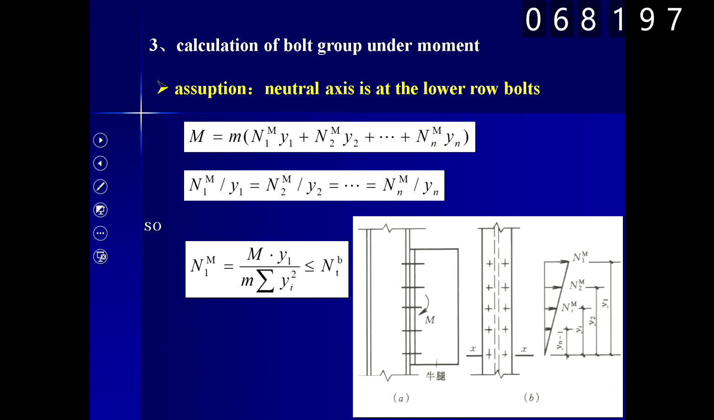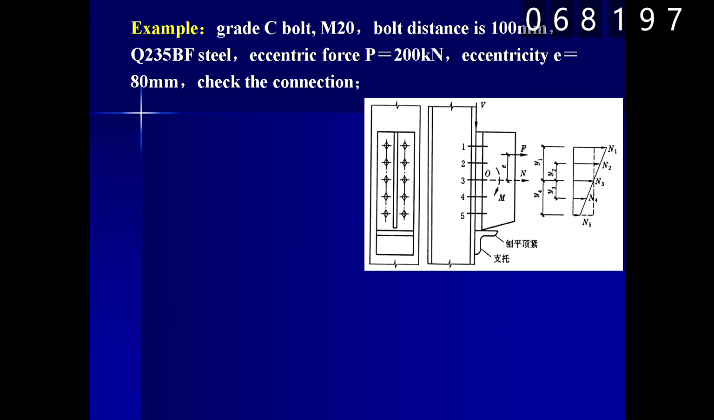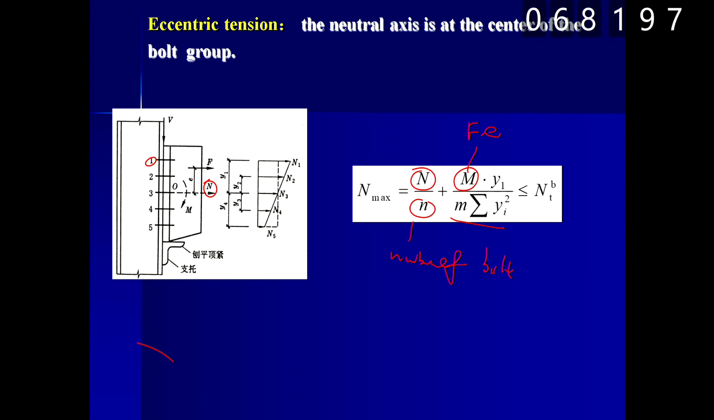You can see this one. For the moment applied on here, we can use this moment for each point to the center, and the moment over the distances y1, y2, y3 have the same ratio. Then we combine this equation, we can get how to calculate the moment, and you can see here. Then we can use this equation to get this force in the dangerous bolt.